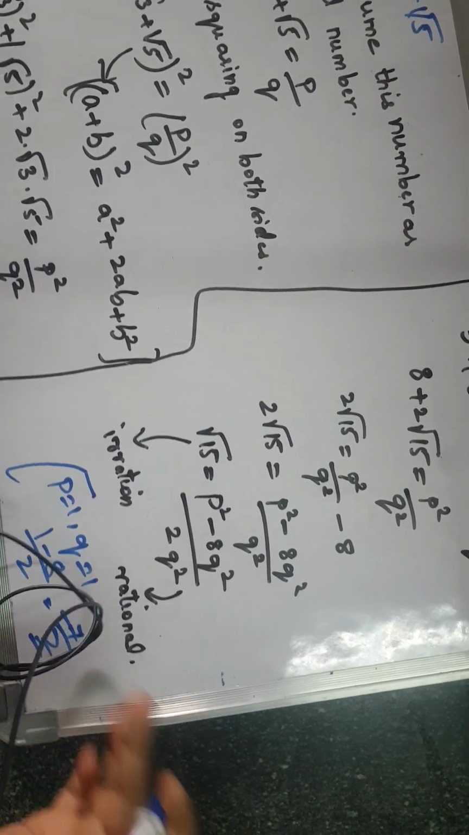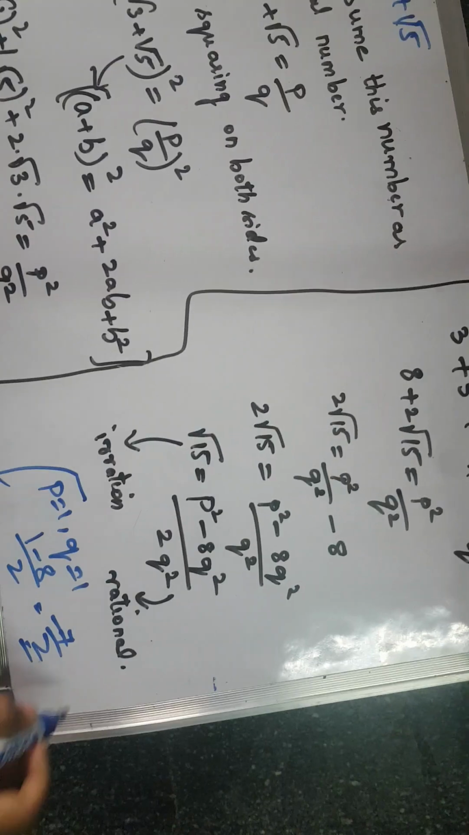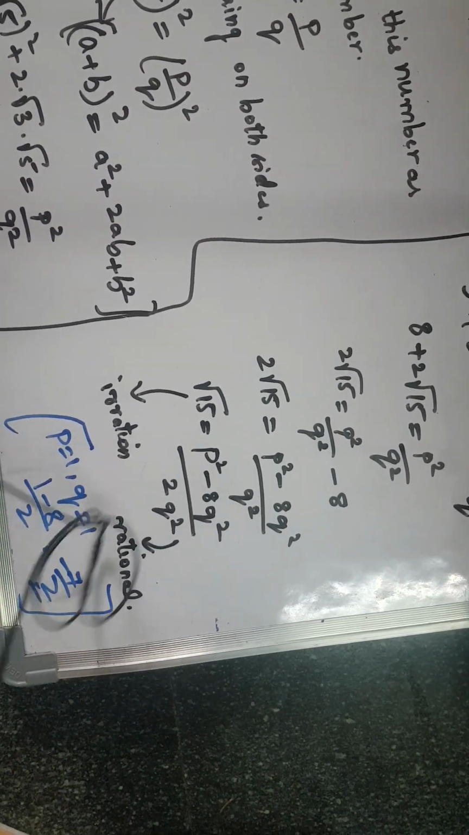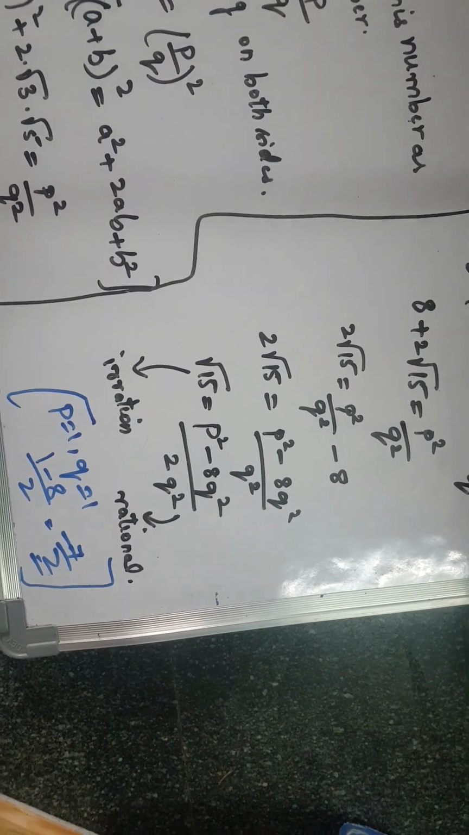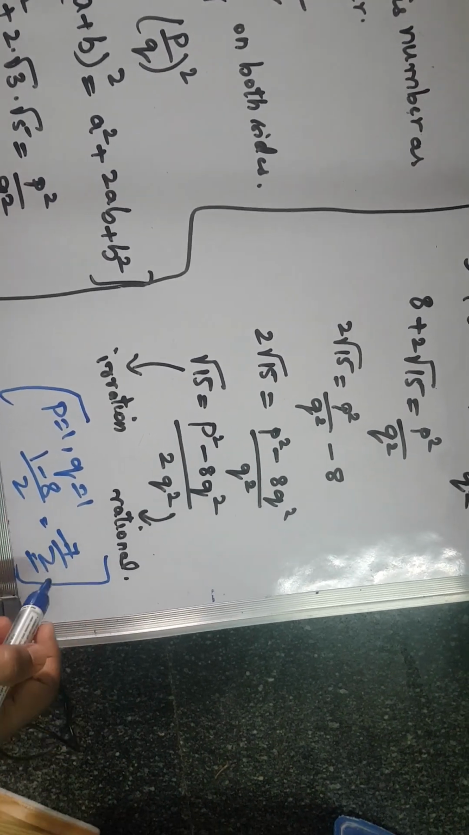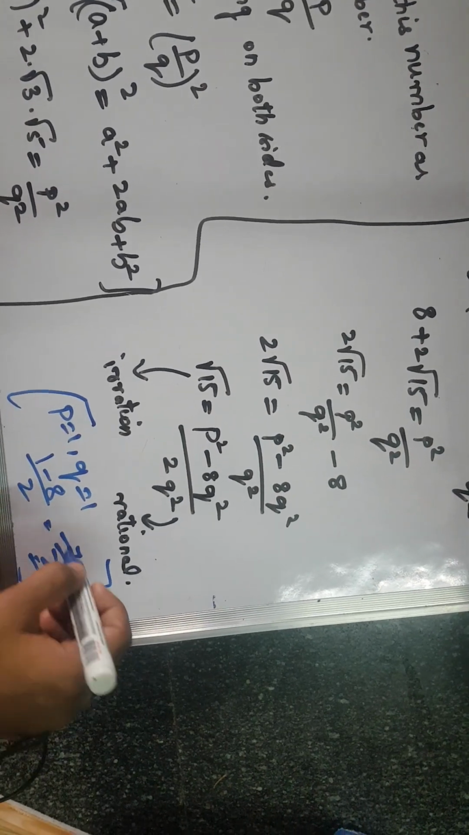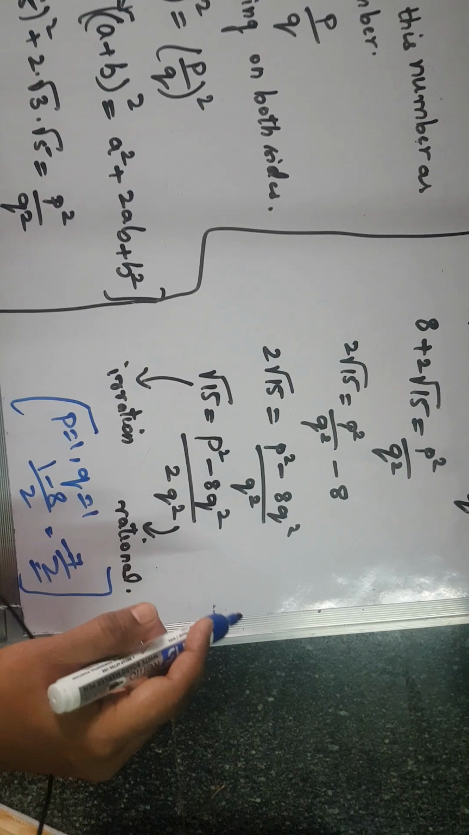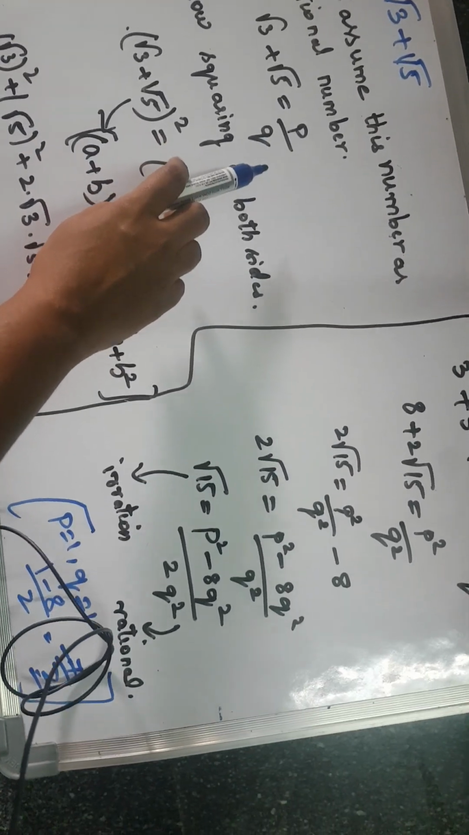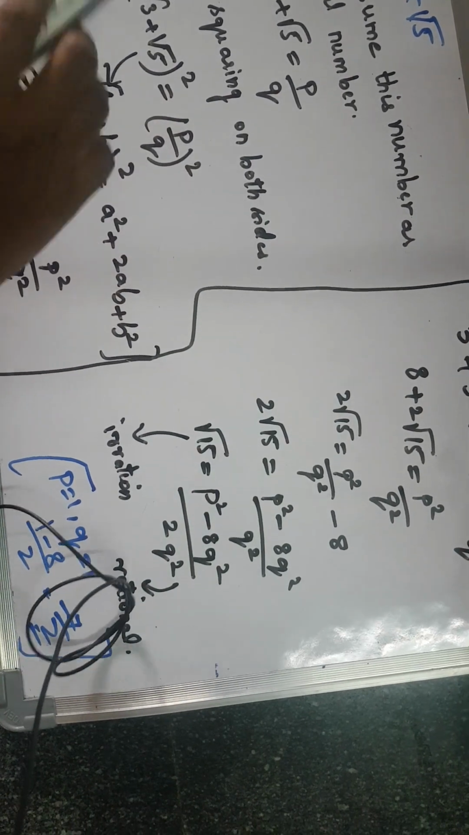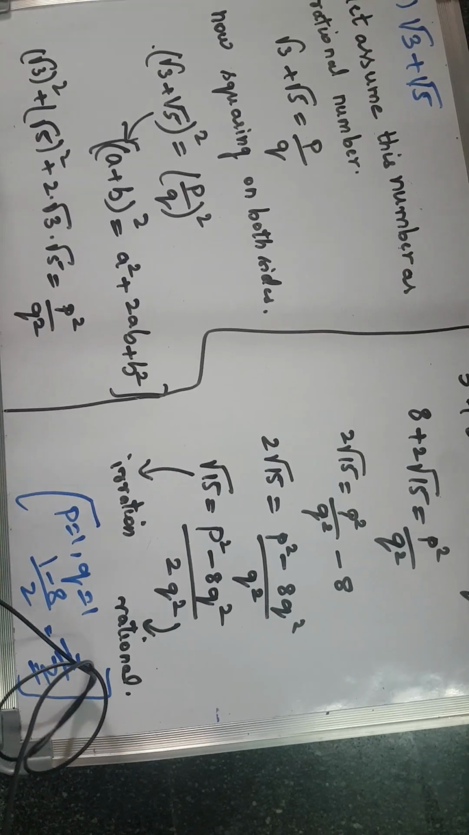This is 1 minus 8 by 2, which becomes minus 7 by 2, a negative rational number. So this is the rational number only, and this is the irrational number. This contradiction arises due to our false assumption of taking p by q as a rational number, so p by q will be an irrational number. Let us continue.